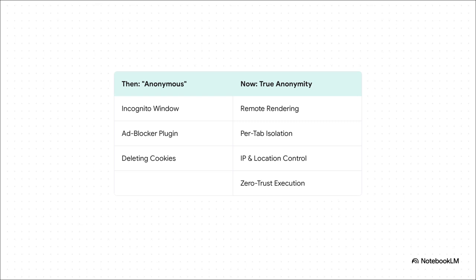Back in the day, anonymous browsing meant firing up an incognito window, maybe throwing on an ad blocker and calling it a day. But now, true anonymity is a whole different ballgame. We're talking remote rendering, isolating every single tab, and this concept of zero-trust execution. That's a fancy way of saying you have to assume everything on the web is potentially hostile. It's not even in the same league anymore.